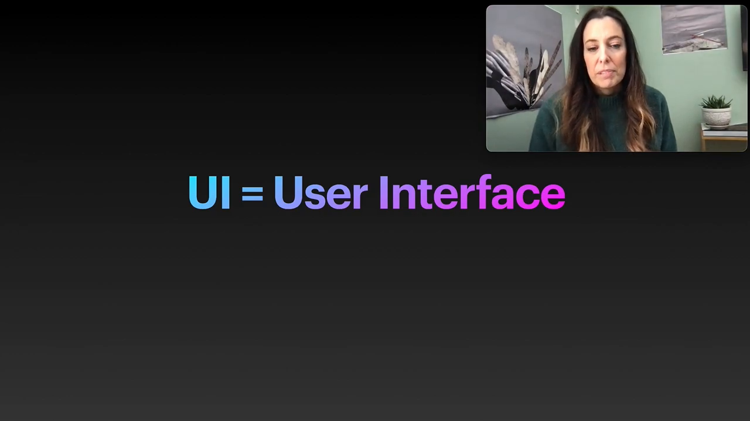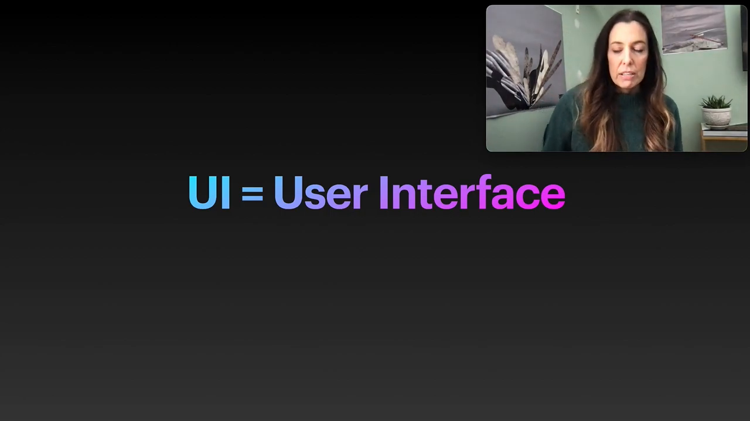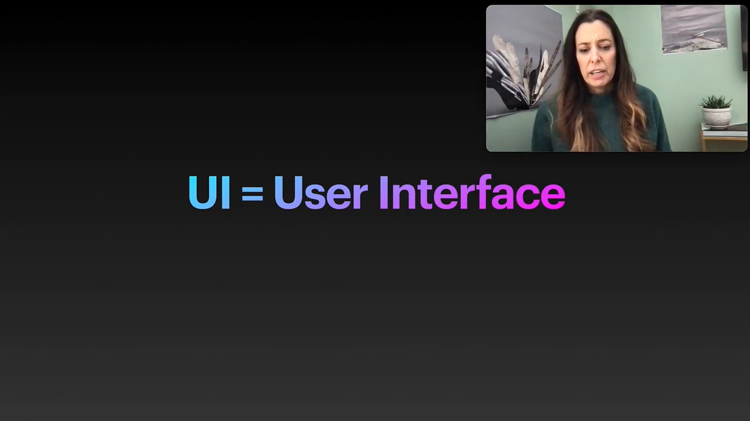So UX, we figured out, means user experience. So what does it mean when you put UX and UI together? UI represents user interface. Interface is referring to a screen. A user interface can be your phone, anything on your phone. It can be just opening up your phone, which is called the operating system.